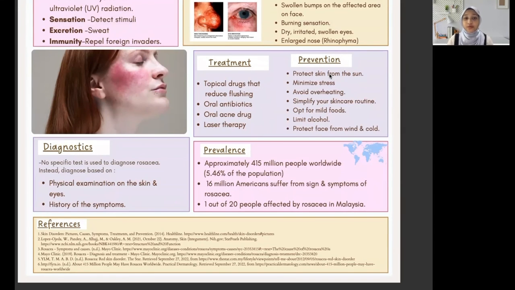Next is the prevalence of rosacea. Approximately 415 million people are affected by rosacea, which means 5.46% of the population worldwide are affected. And 16 million Americans are suffering from the signs and symptoms of rosacea. And in Malaysia, 1 out of 20 people are affected by rosacea.